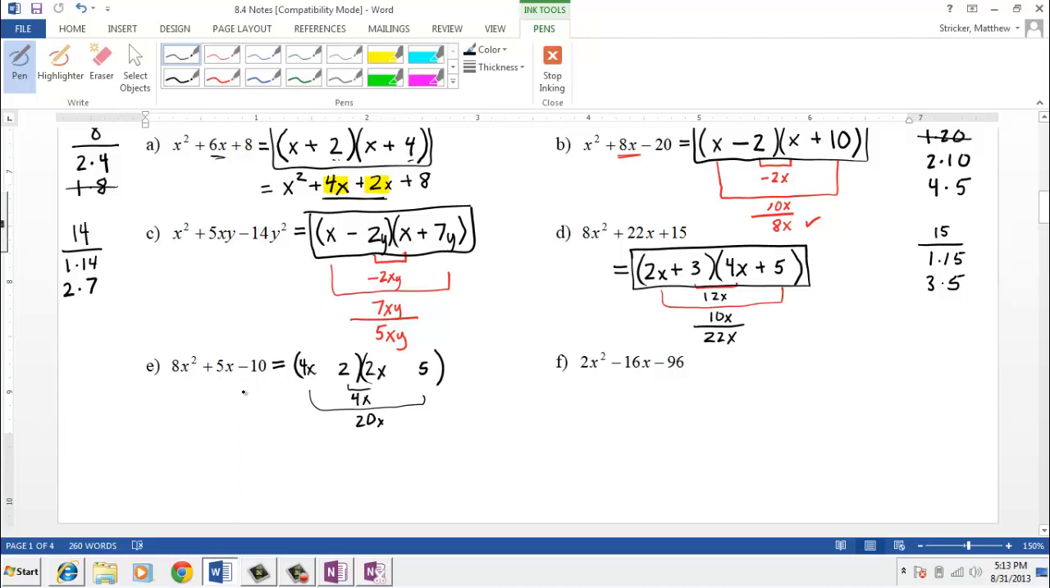We could try making this a 1 and a 10 here. Instead of this, we could have a 1 here and a 10 here. If you go through and exhaust all your options, you're going to see we will not be able to find a way to factor this. And if it's not factorable, we just go ahead and say that our polynomial is prime.